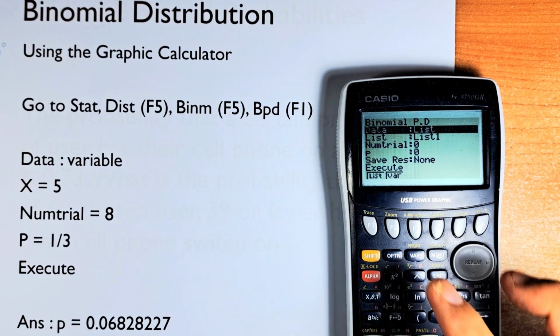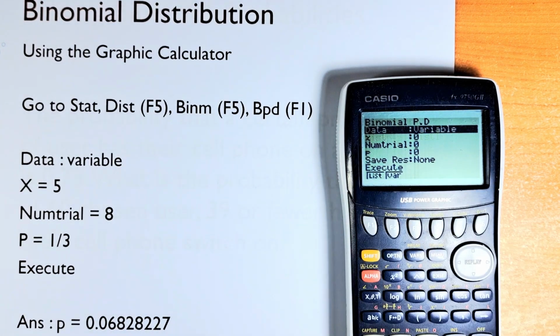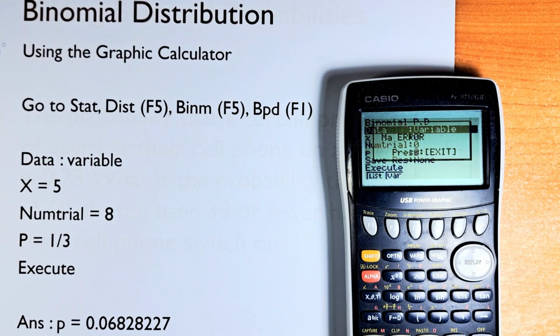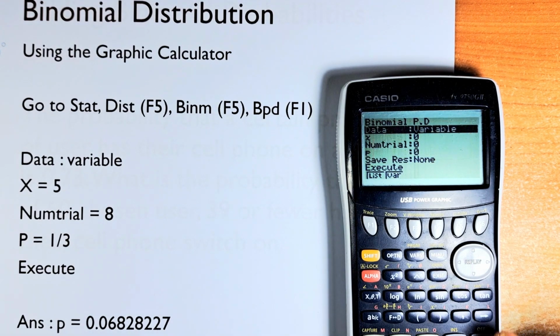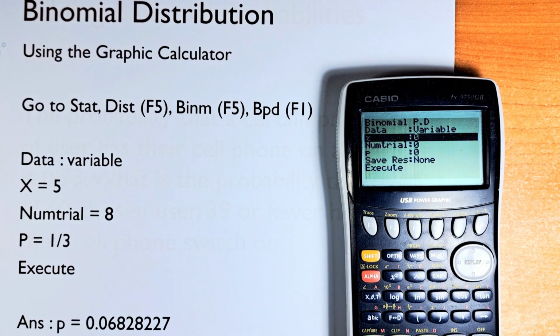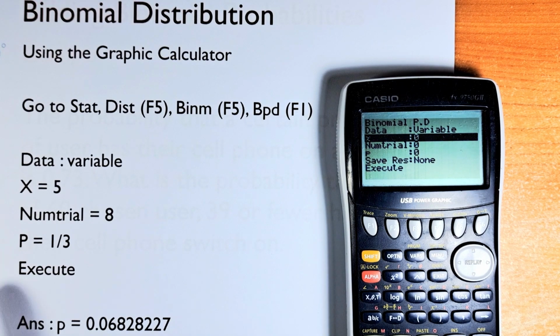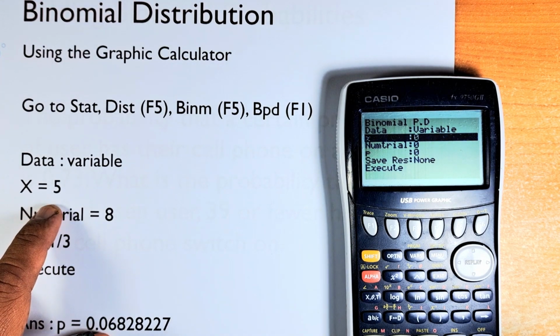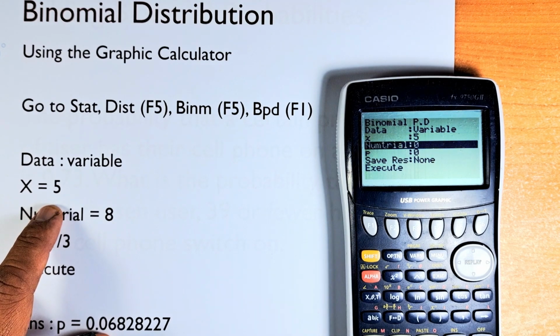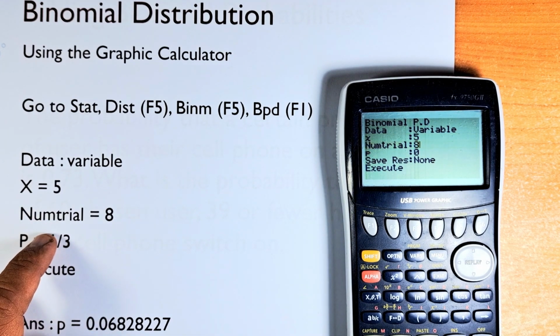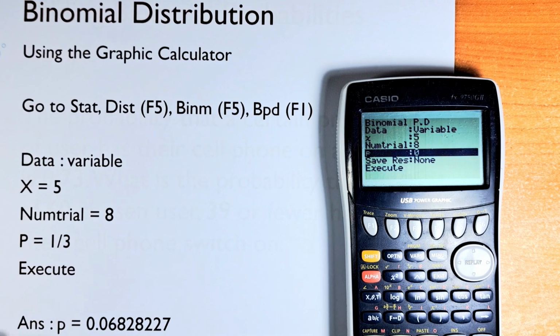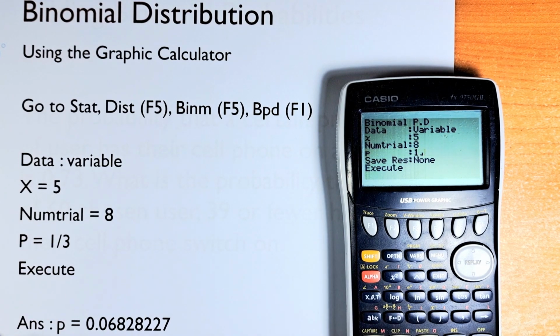Remember, always do it in variable, so go to F2, and we are in variable. Execute, so exit. You need to go down. The first number is X. X is, as I said before, 5 out of 8, so X has to be 5. Followed by the number of trials, which is 8, so N is 8. Probability of success is 1/3, so 1, a b/c, 3.